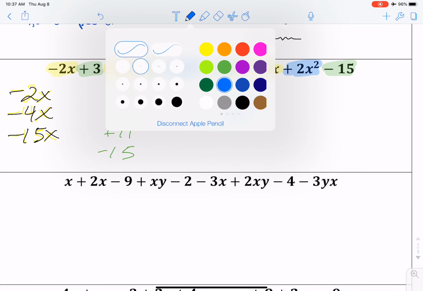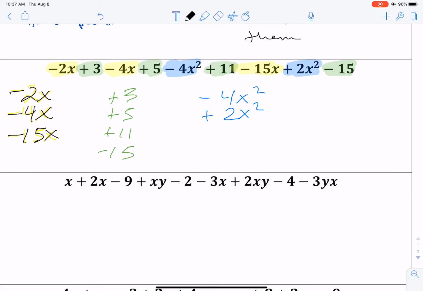Okay, so now using your calculator, you're going to type in the negative 2, negative 4, and a negative 15. Okay, so we get a negative 21x. And then we're going to add these. And we get a positive 4. And then the last one, we get a negative 2x squared. And that is our final answer.